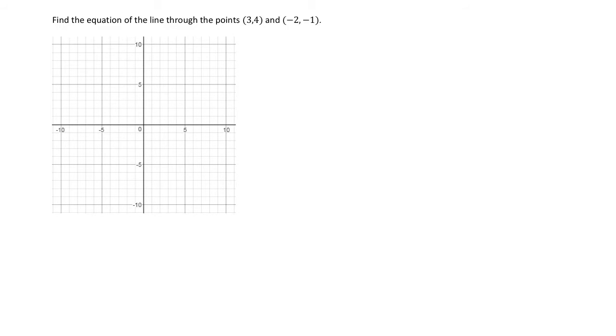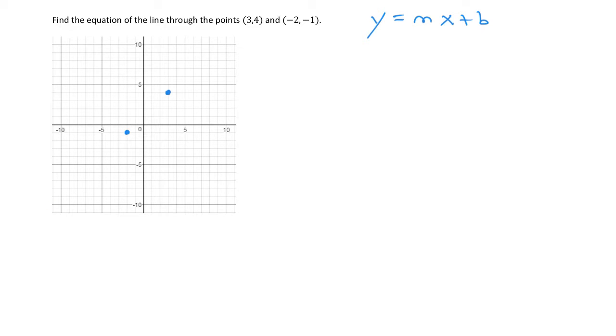And let's try this in one more example where, again, I want to find the equation of the line y is equal to mx plus b that goes between the points 3, 4, and negative 2, negative 1. So let's see. 3, 4 is here, and negative 2, negative 1 is here. So there is a line that goes between these 2 points.